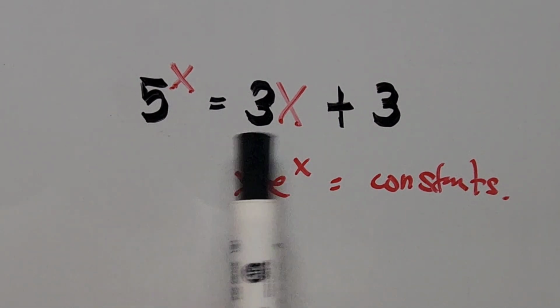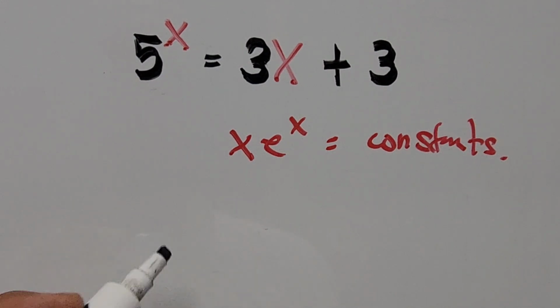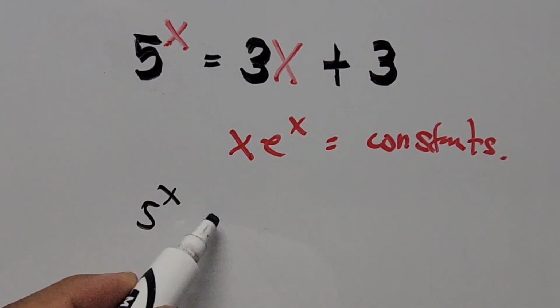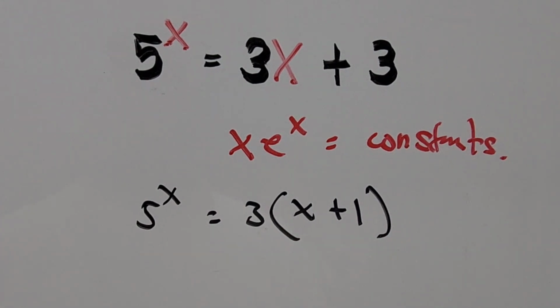On the right hand side, we can factor out 3, right? So we factor out 3. So now we have 5 to the power of x equals 3 times the quantity x plus 1. And the next step would be to combine all the variables on one side of the equation, right? Can we move this to the other side, or we're going to move this to the right hand side?